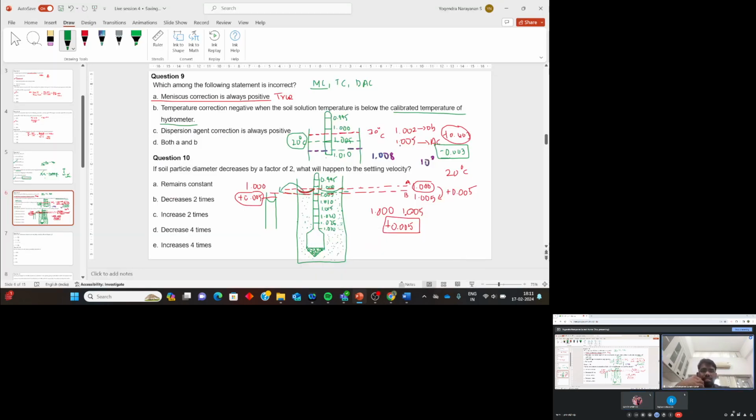So the calibration temperature is 20 degree centigrade. When the question asked is, when the solution temperature is below, that is this condition, the correction will be negative. So we have seen that the correction will be negative. So this statement is right.